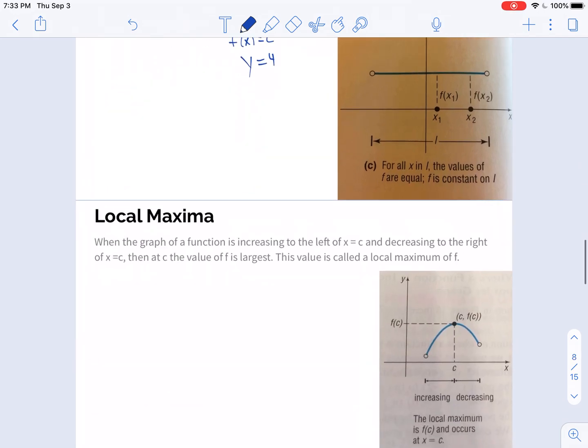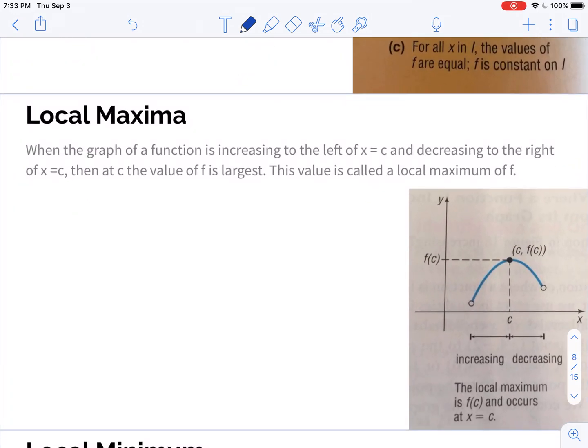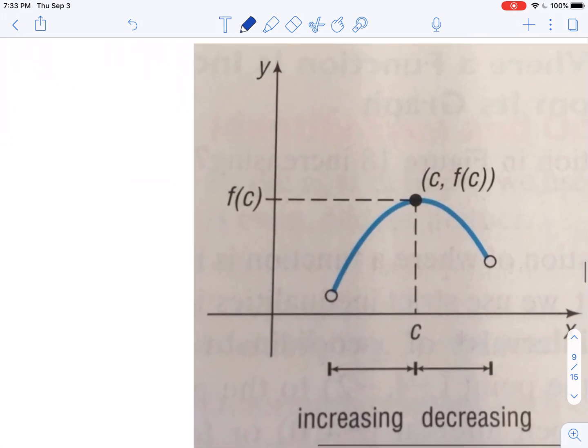All right, a local maxima. When the graph of a function is increasing to the left of x is equal to c and decreasing to the right of x is equal to c, then at c the value of f is the largest. This is called a local maximum of f. So what are we saying? All we're saying is I'm going to put this in layman's terms here. I'm not going to talk about the mathematical definition. The math definition is having us think, okay, if we're increasing and then after a point we start decreasing, we've got a maximum. A much easier way to think about this is if you have the peak of a mountain.